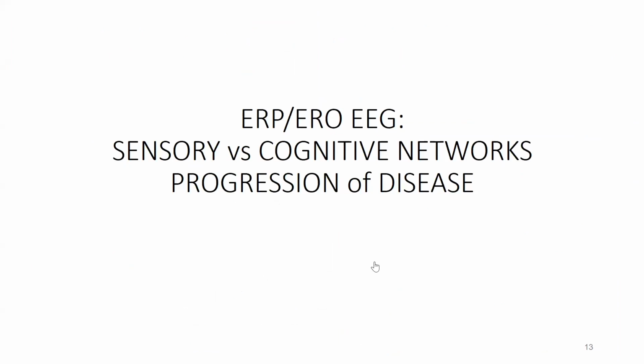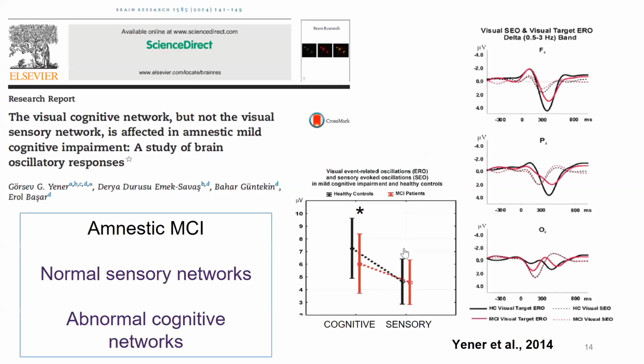Here in amnestic MCI patients, you cannot see any difference between sensory responses. This is a passive oddball task with no cognitive task given. And in this one, when you give a cognitive task, the groups differ very nicely. And when you look at the longitudinal event-related oscillations over 1 year, you can see differences.